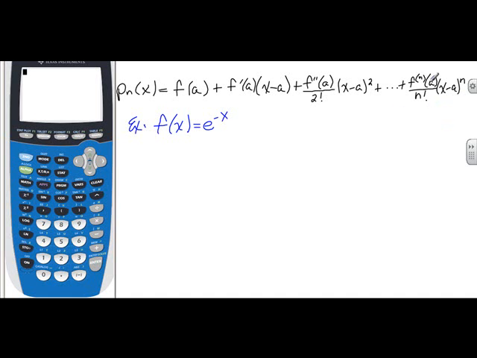Now if I want to find Taylor polynomials centered at the origin, so that's going to be centered at the point 0, we're talking about a value of x for n equals 0, n equals 1, and n equals 2.